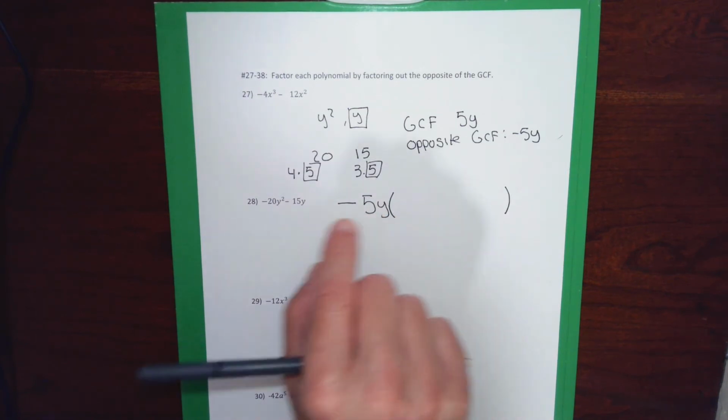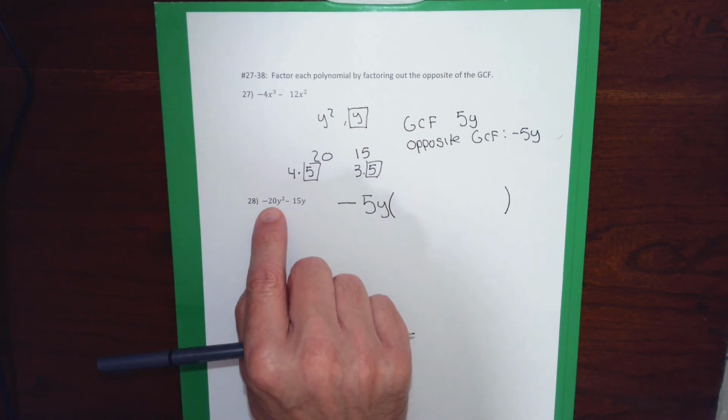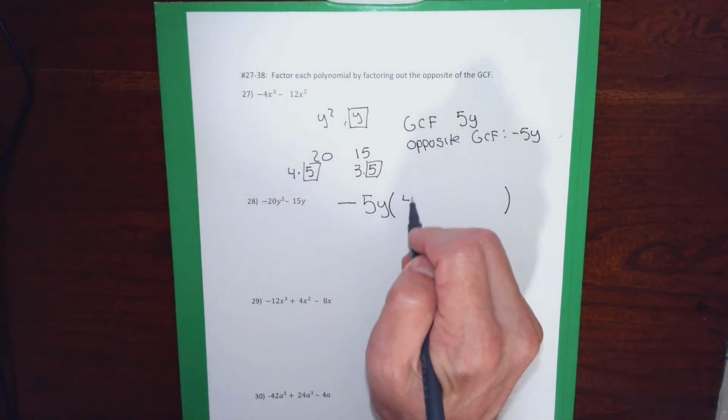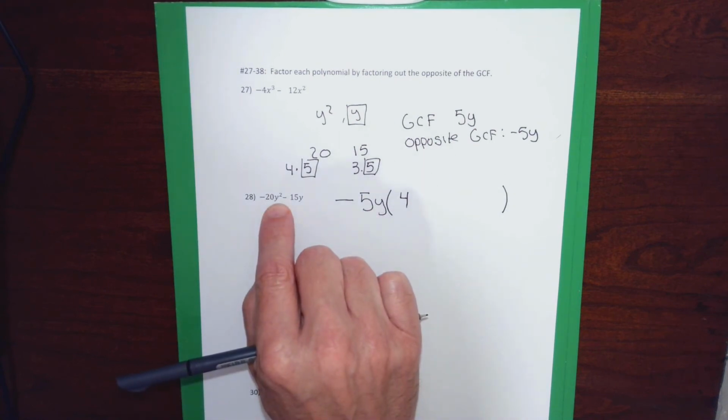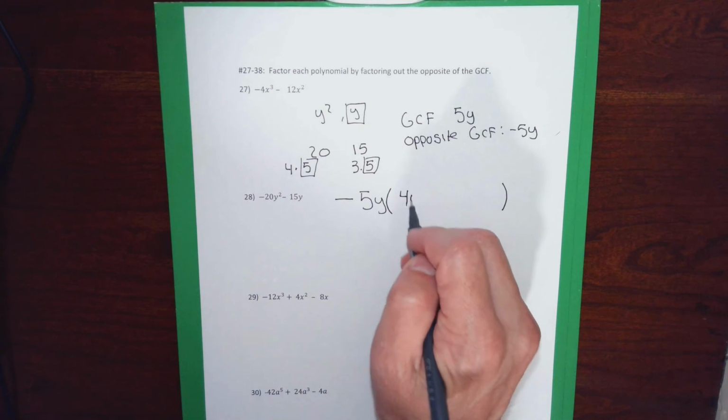I factored out a 5, so I'm going to divide that 20 by 5 and get a 4. I factored out a y. The first term had 2 y's. I factored out 1 y. I'm left with 1 y.